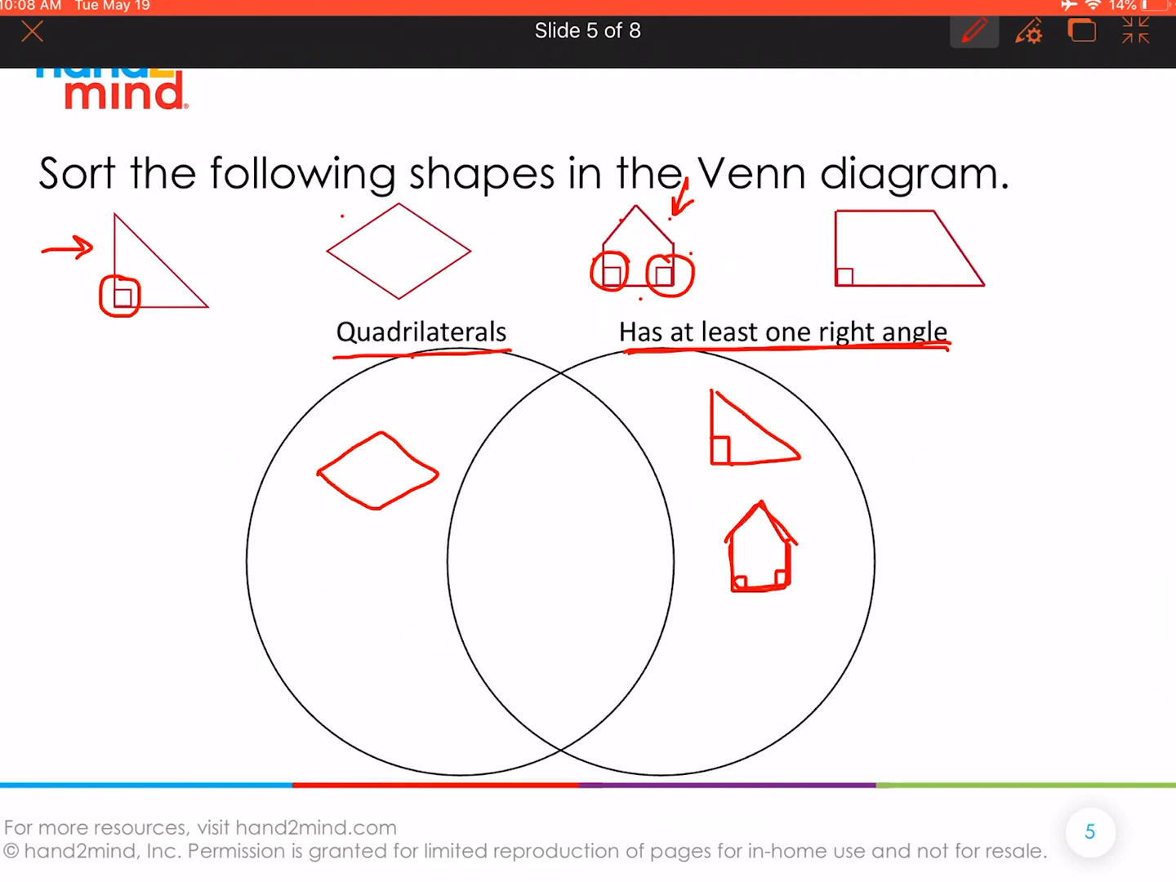Okay, finally, we have our trapezoid. So it is a quadrilateral, it has 4 sides, so it does meet that requirement, and it has one right angle. So because it meets both quadrilateral and has at least one right angle, it is going to go in the center. Again, when it goes in the center, that means it meets both categories. It is a quadrilateral and it has at least one right angle.